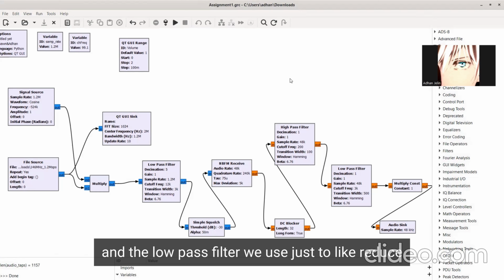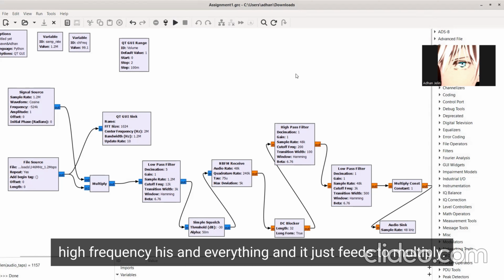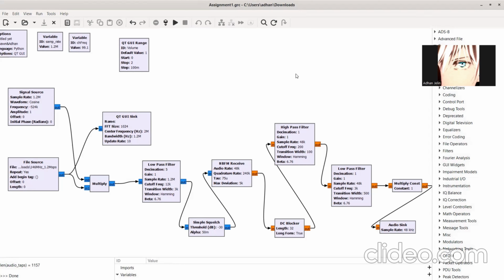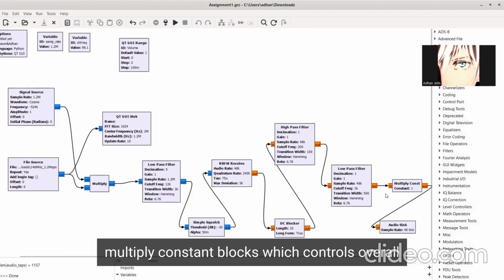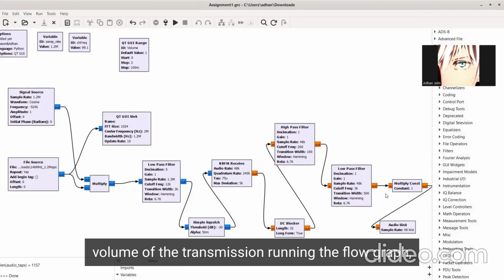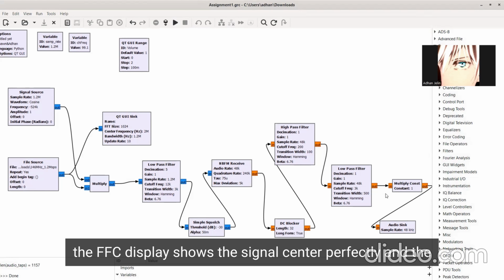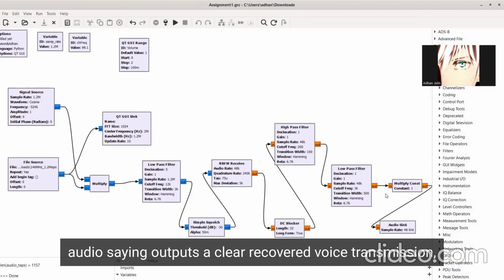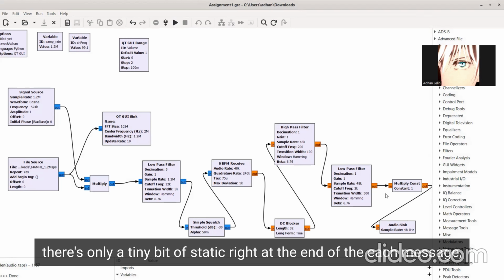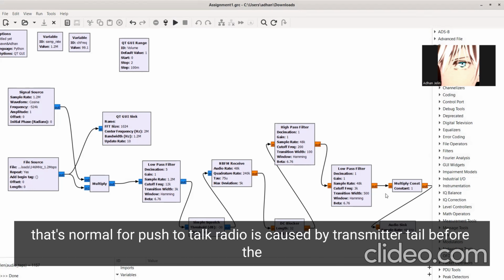And the low pass filter we use to reduce high frequency hiss, and it feeds to a multiply constant block, which controls the overall volume of the transmission. Running the flow graph, the FFT display shows the signal centered perfectly and the audio sink outputs a clear, recovered voice transmission. There's only a tiny bit of static right at the end of each message. That's normal for push-to-talk radios, caused by transmitter tail before the squelch is closed.